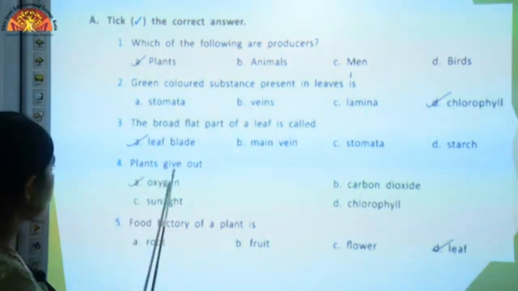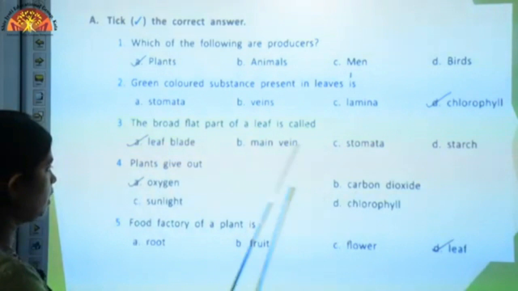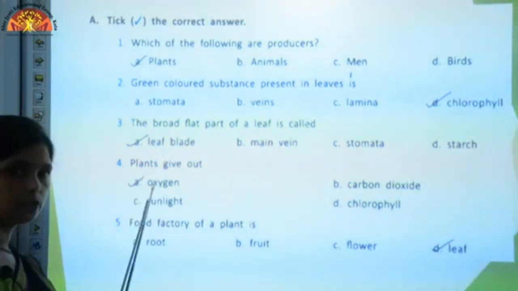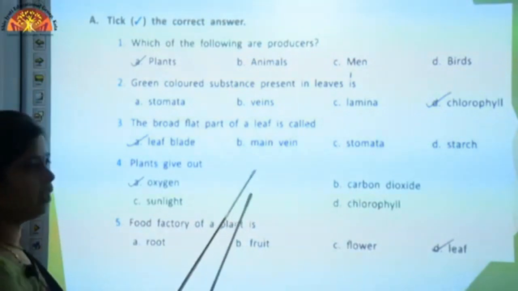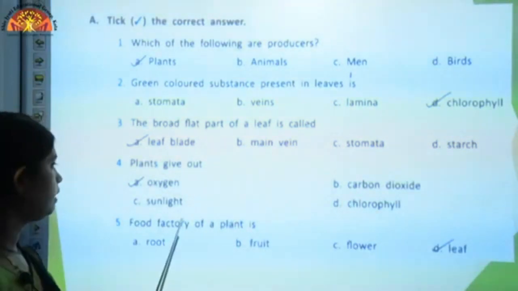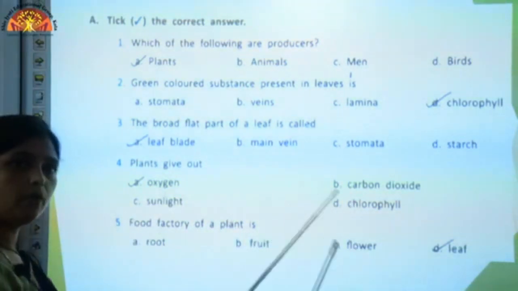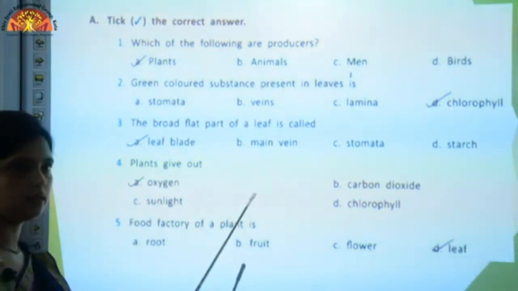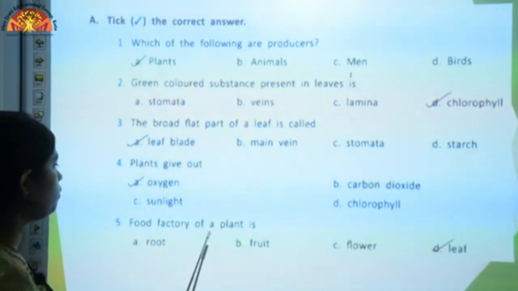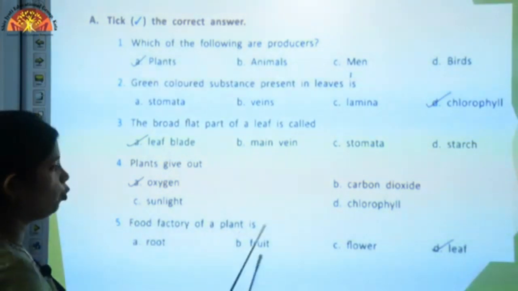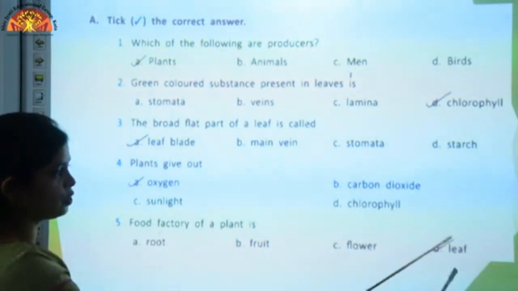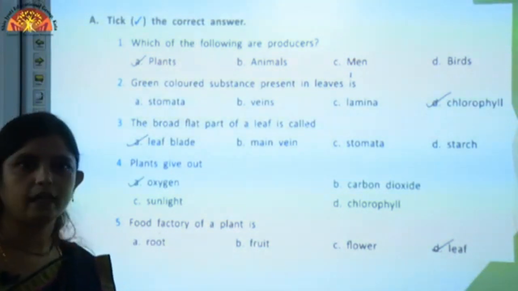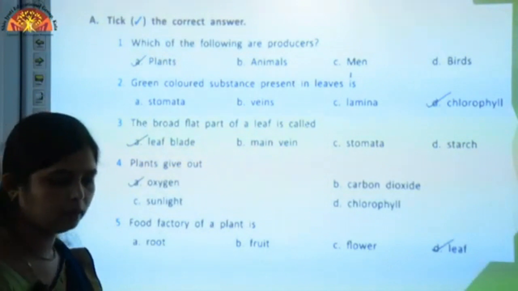Okay. Then plants give out oxygen, carbon dioxide, sunlight, chlorophyll. Here the correct answer is oxygen because they take carbon dioxide during the process and they use sunlight with the help of chlorophyll and they give out oxygen during photosynthesis. Now food factory of a plant is root, fruit, flower or leaf. So here leaf is the correct answer as it contains chlorophyll and it helps in preparing food for the plants.